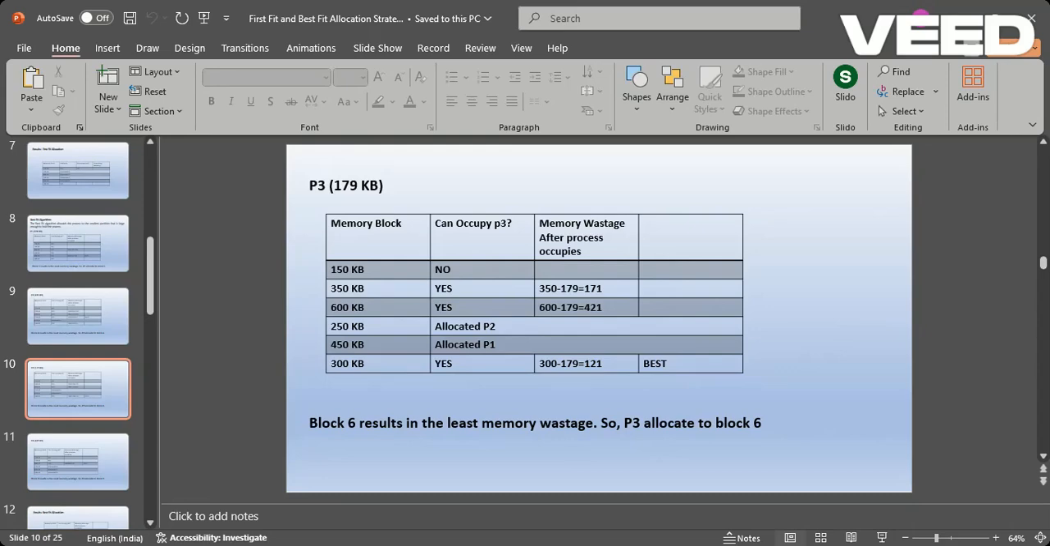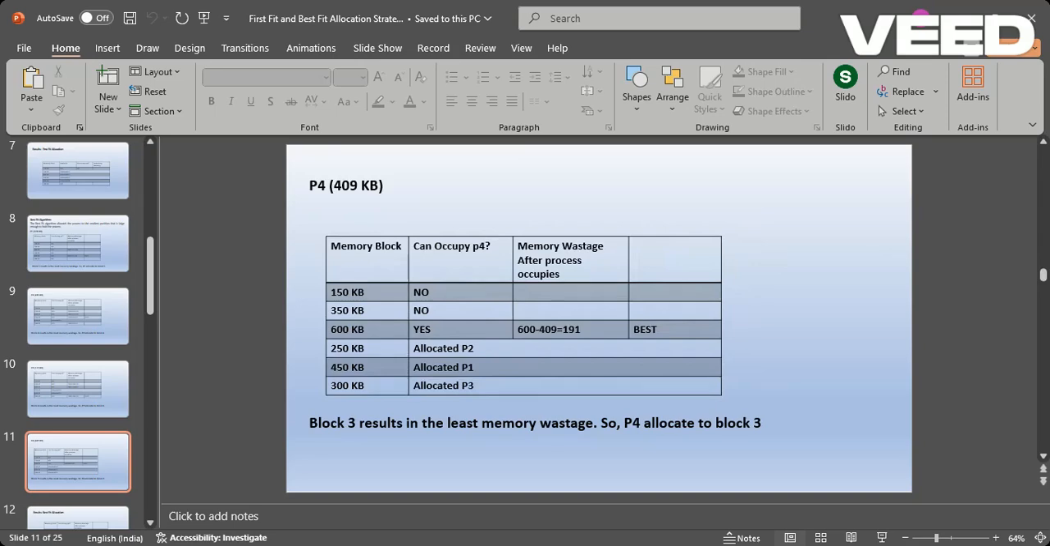So 300 KB is enough to store the P3 process. So we find out the memory wastage. 300 minus 179 equal to 121. So this is the best location to allocate the P3 process. So block 6 is the suitable location to allocate the P3 process.